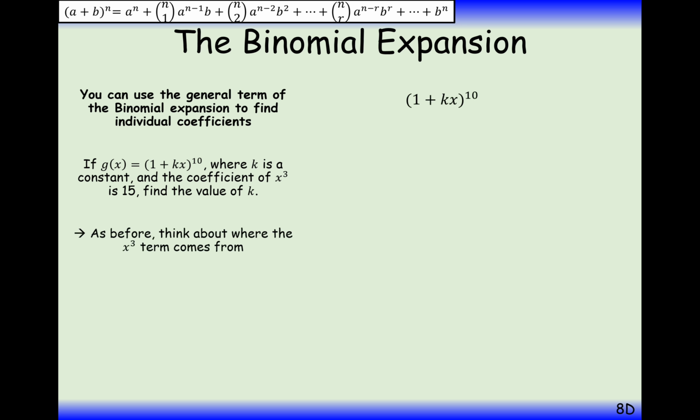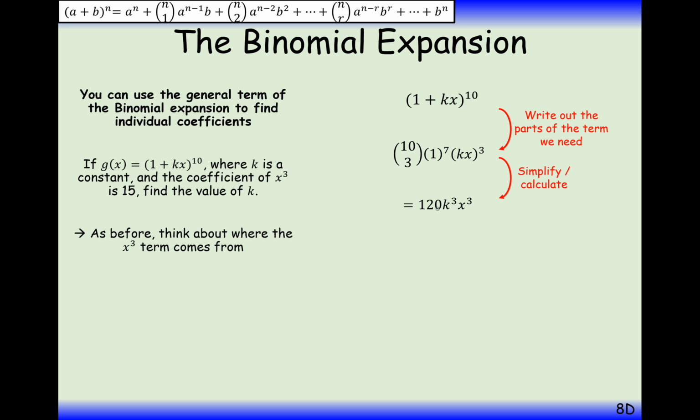We then need 7 powers in total, we need 10 powers in total, so it's 1 to the power of 7. And we also need a 10 choose 3 at the front here. So calculating what we get here and simplifying it, we get 120 k cubed x cubed. And we know this is going to equal 15 on the coefficient of x cubed. So we can set up this little equation here.